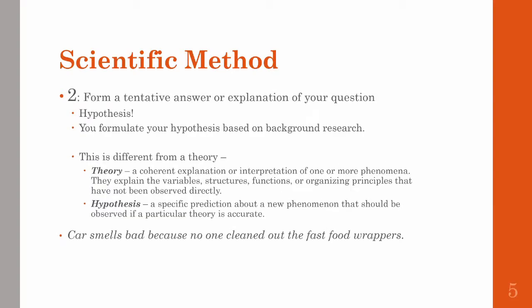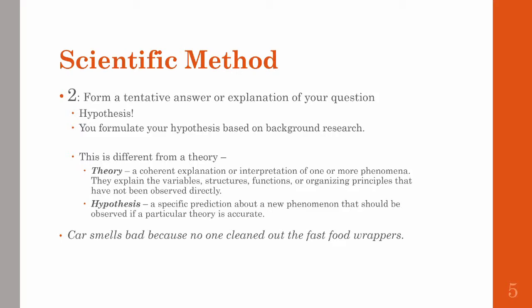Step 2. Form a tentative answer or explanation of your question. Formulate a hypothesis and make sure that this is informed by investigating previous research. It's important to dissociate a theory from a hypothesis. A theory is a coherent explanation or interpretation of one or more phenomena. They explain the variables, structures, functions, or organizing principles that have not been observed directly. Theories are well tested and well substantiated.